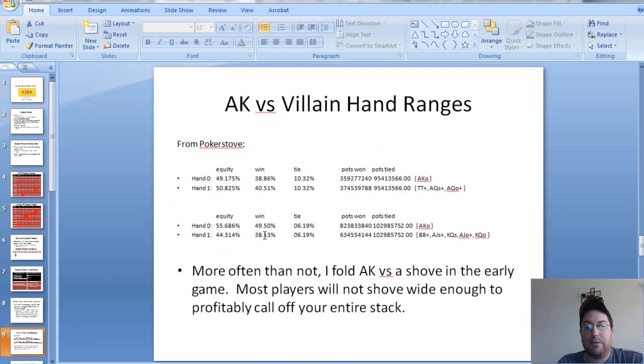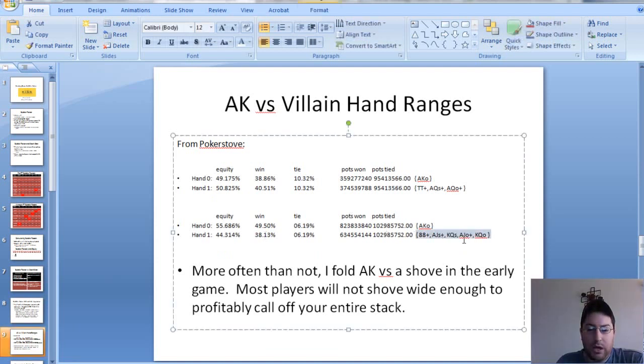Well, typically the player will have to be pretty crazy, but there are those players that are willing to get it all in with anything in the early game. So if you look here, you can see that pocket eights, ace jack, even king queen suited. If we could put our opponents on that type of range, then our equity is going to be around 55%. So if you hold ace king and you're faced with an all-in, you need to be damn sure that your opponent is this close to being this wide to justify going all in. If you're not sure, it's actually better to fold.